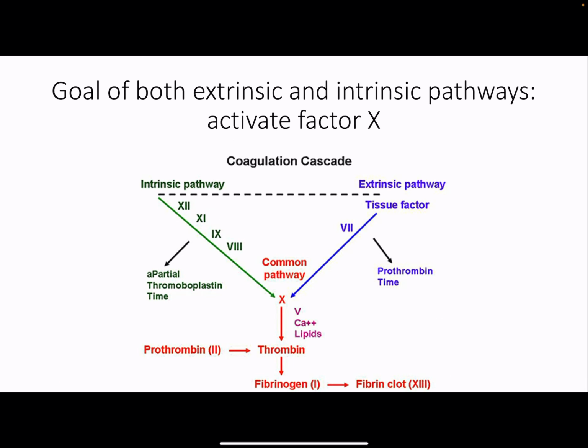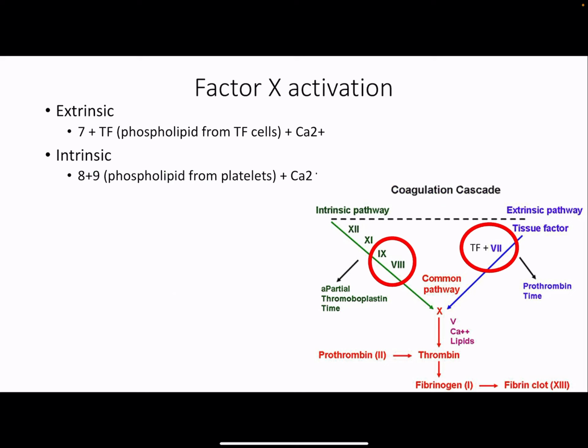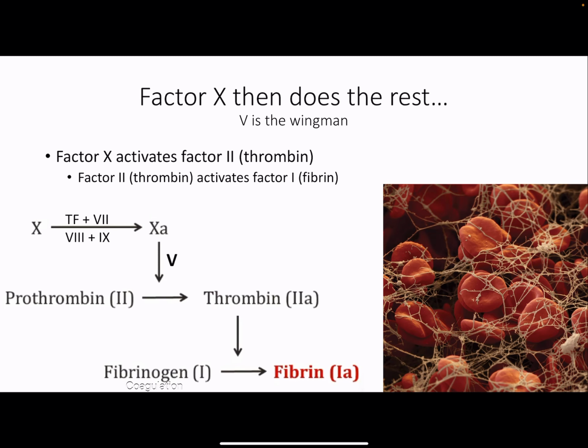So the goal of everything is really just to activate factor 10. Factor 10 can be activated extrinsically via 7 and tissue factor, also known as factor 3. Now, it always requires phospholipids and calcium. The phospholipids for the extrinsic pathway come from whatever subendothelial cells were expressing the tissue factor. For the intrinsic, it's 8 and 9 pairing up together. It's the phospholipids from the platelets plus calcium. So factor 10 does the rest.